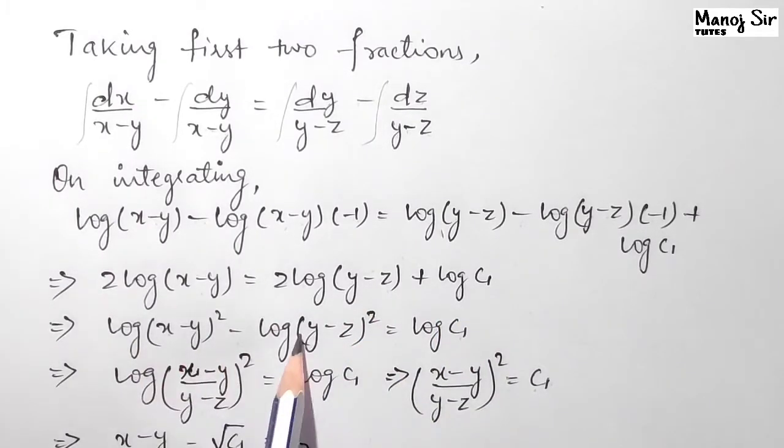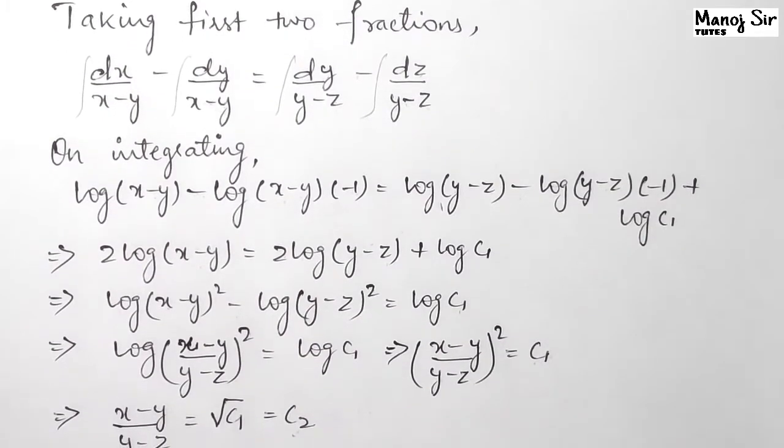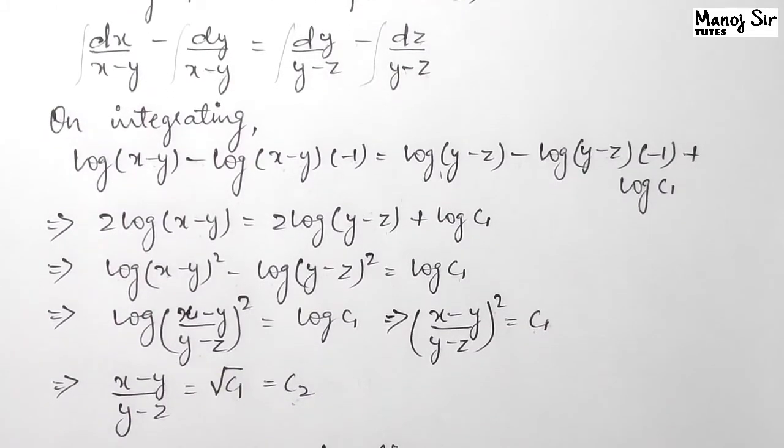Log of a minus log of b is what? Log of a upon b. So we can write this as log of x minus y upon y minus z whole square equals log of c1. Now cancel log, you will have x minus y upon y minus z whole square equals c1. Now take this square to the right hand side, this will become x minus y upon y minus z equals root of c1, which equals c2 because this is also a constant.